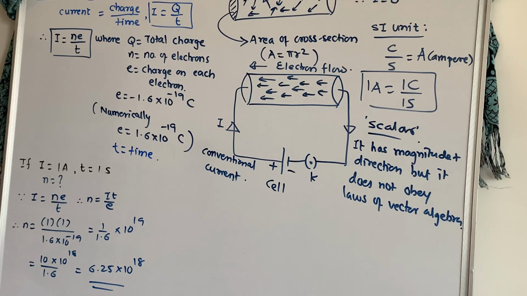If 1 ampere current flows through a conductor for 1 second, this much number of electrons will flow, right? The same question can be asked if 1 coulomb charge flows through a conductor for 1 second. Now 1 coulomb upon 1 second is 1 ampere. The same question, 1 ampere current flows for 1 second. Right, that's it for this one part.